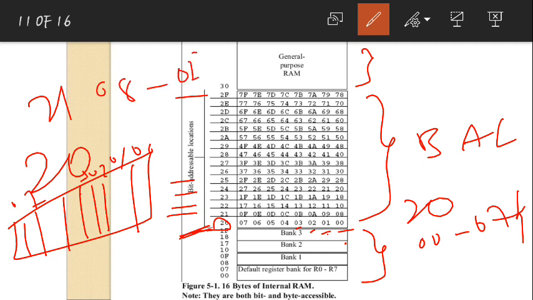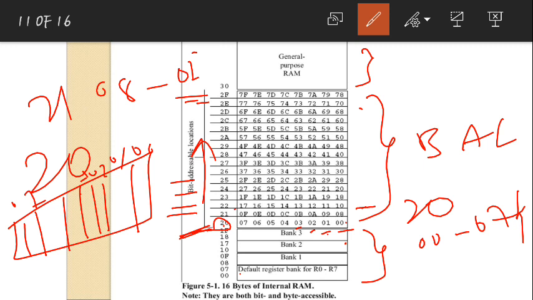In the same way, 22 is from 10 to 17. See, here it starts and here it ends. 23 has 18 to 1F. In that way it keeps on, until 2F. 2F is from 78 to 7F. Each bit has an address: 78 is 1 bit, 79 is 1 bit, 7A is 1 bit, 7B is 1 bit, because each byte consists of 8 bits. We are dividing in this way because this is bit addressable, I mean each bit can be manipulated individually.